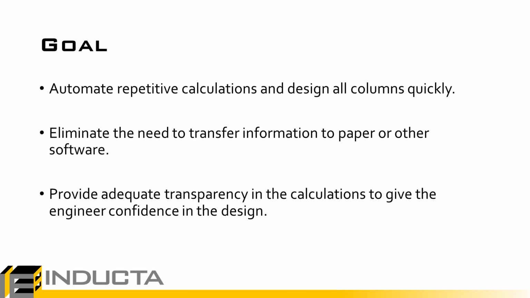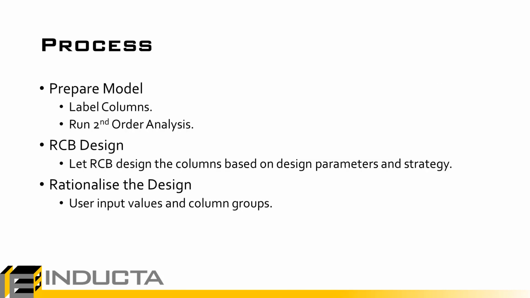In summary, what we've covered in this video is how we need to prepare the model in preparation for the column design and schedule in RCB. Then we've gone over what the RCB software does in the column schedule itself. So the two main steps: the RCB design, letting the program produce a bare minimum design to AS3600 based on some design parameters that we've set and a design strategy, and then how we can view the results and how we can rationalize the design.